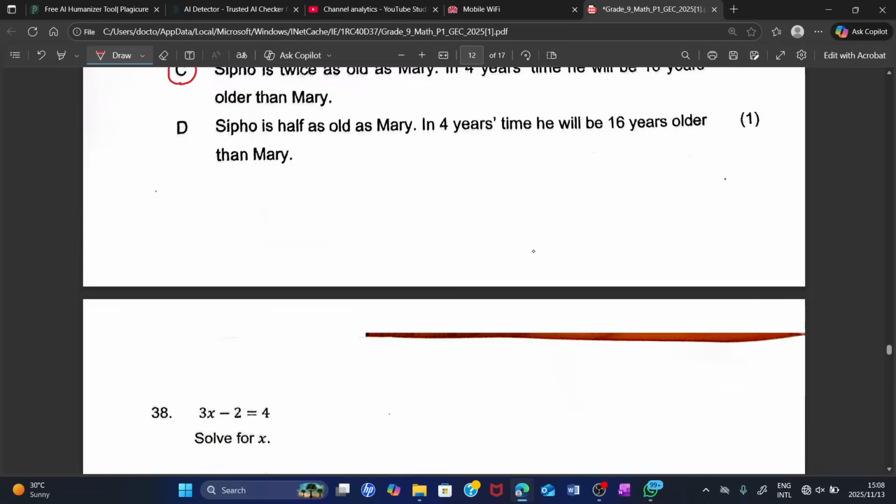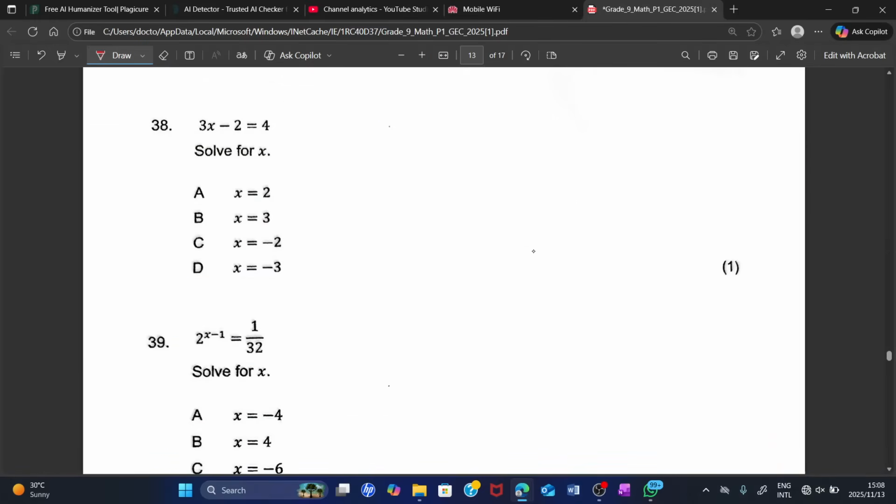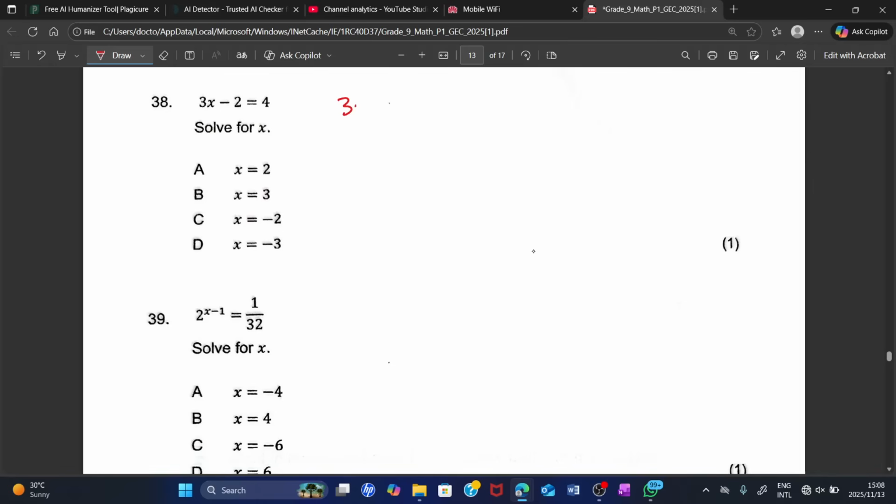Okay, I think let's proceed. Solve for x. 3x is equal to 4 plus 2. 3x is equal to 6. Divide by 3 both sides. X is equal to 2. The answer is B.